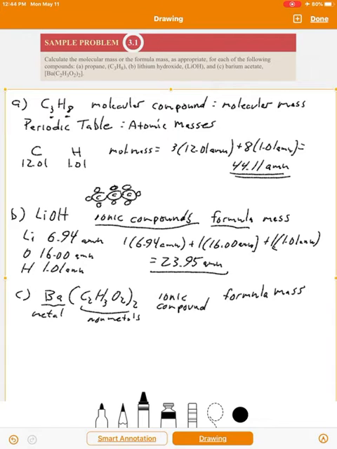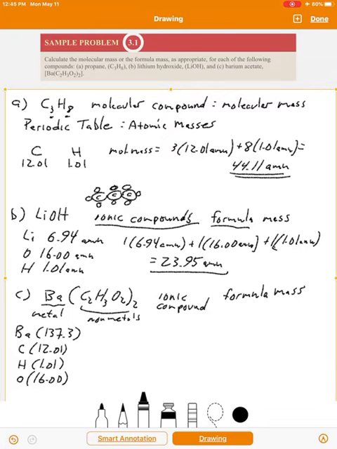If you look up the atomic mass of barium in your textbook, you'll find that it's 137.3. So barium, 137.3. And then you look up carbon, 12.01, hydrogen, 1.01, and then oxygen, 16. Okay? And then you add them all up. Now, there's a couple different ways you could do this. You could figure out how much one acetate weighs, add those up, the carbon, hydrogen, oxygens, multiply that by 2, and then add that to the barium.